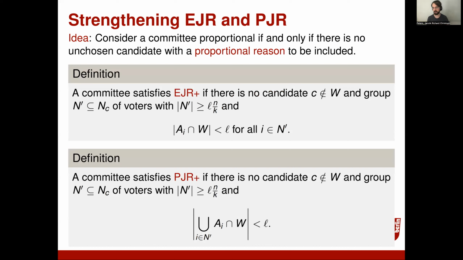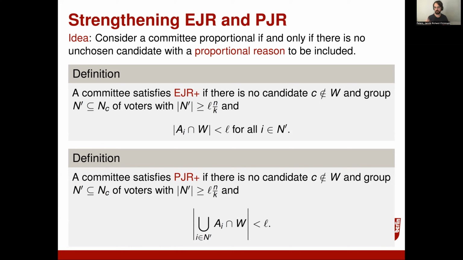In practice, we do this by pretty much just removing the cohesiveness requirement, so the requirement on the intersection. We say that the committee satisfies EJR+, and if you have a better name, send me an email, or maybe write it in the YouTube comments. Say that a committee satisfies EJR+.